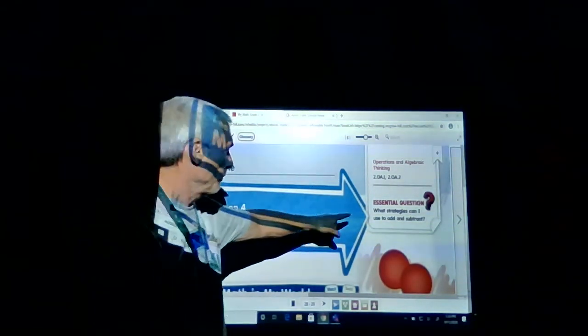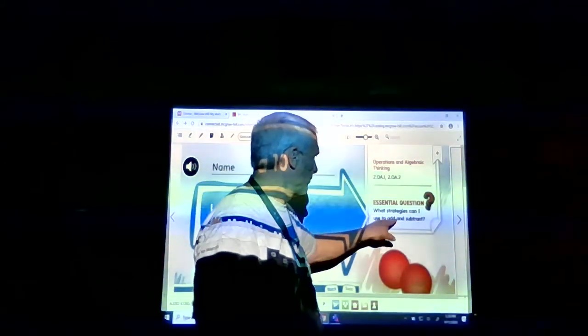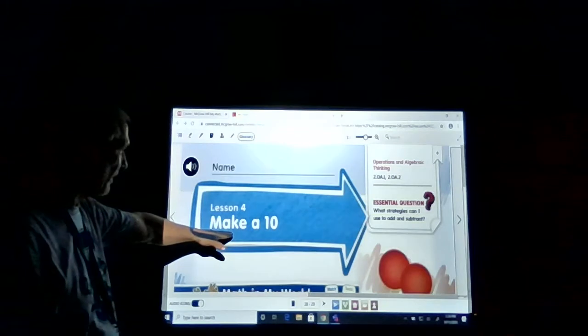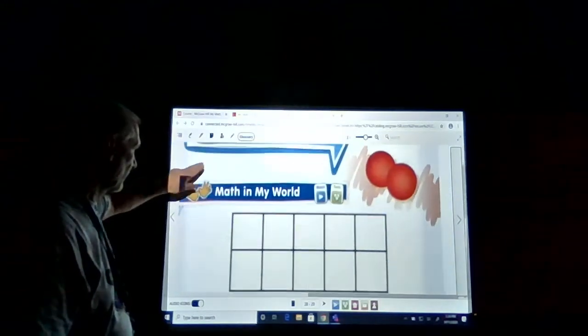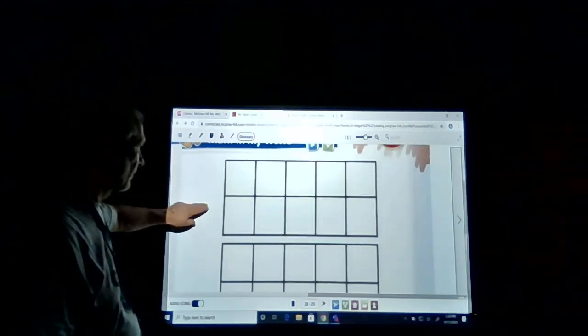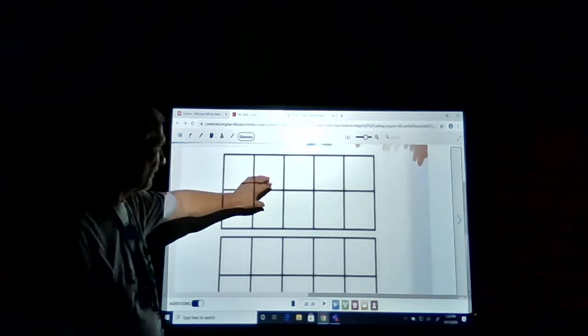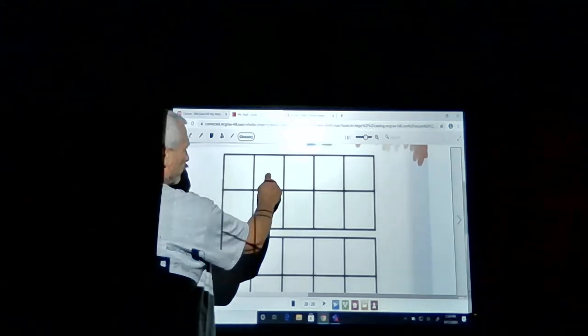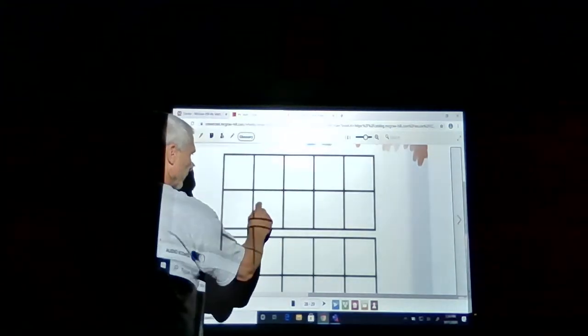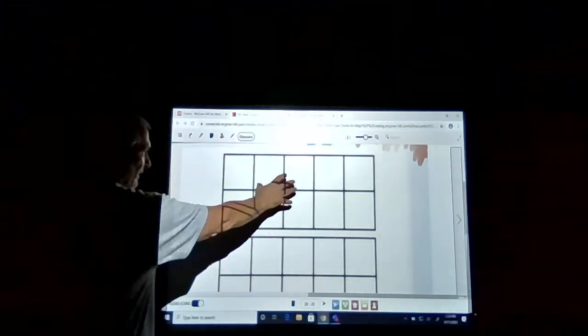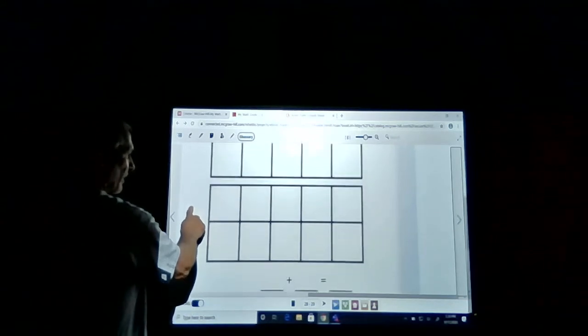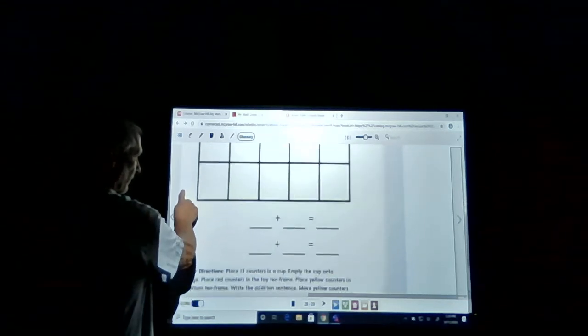Make a 10. What strategies can I use to add and subtract? Well, one strategy we're going to do today is make a 10. There's a 10 frame. I can count 1, 2, 3, 4, 5 on the top and 1, 2, 3, 4, 5 on the bottom. That's a 10 frame. And right here is another 10 frame. So we have two 10 frames. All right.